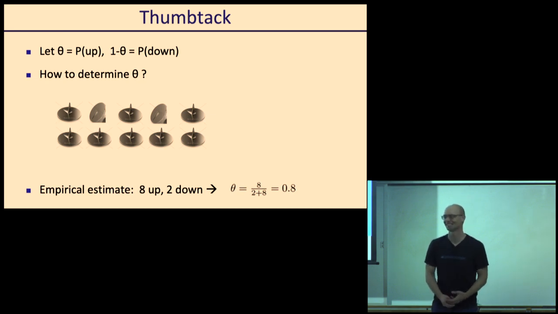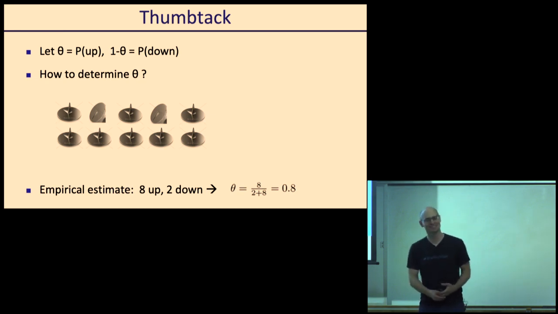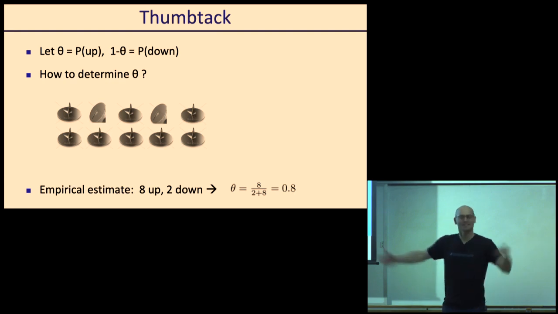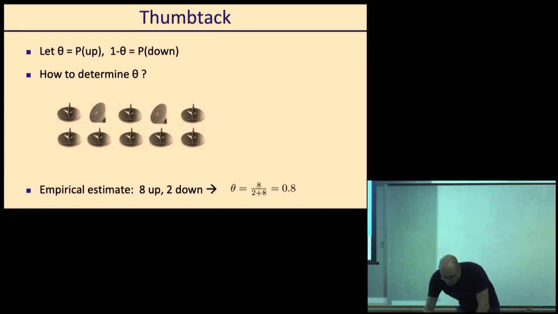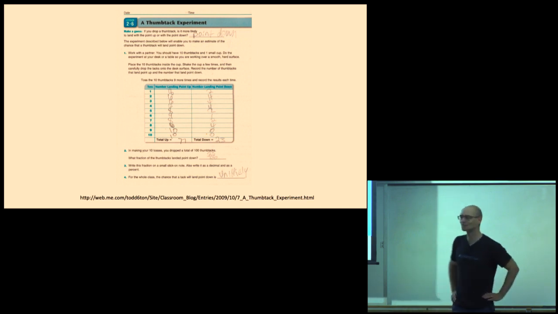Any other guesses? Two-thirds? Two-thirds? It's very hard to know. I mean, it's very empirical. So it turns out, total up 77, total down 23. So they tossed 10 of them every time and then looked at how many were up versus down. So yeah, 77% chance, according to this experiment, that you land the pointed thing up.